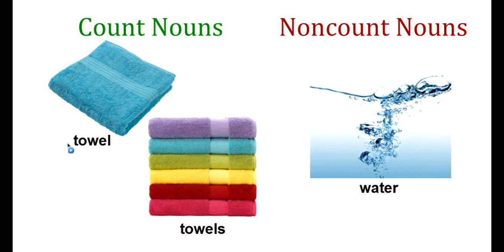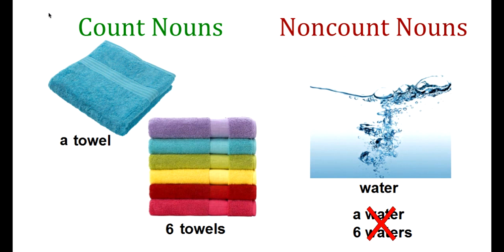I can even put an article in front of the word towel to show that there is a towel. And I can put a number in front of towels to be more specific. There are 6 towels. You can't do this with water. I can't say a water or 6 waters. These forms are incorrect. Just water. So that's the first part of this review, count versus non-count.